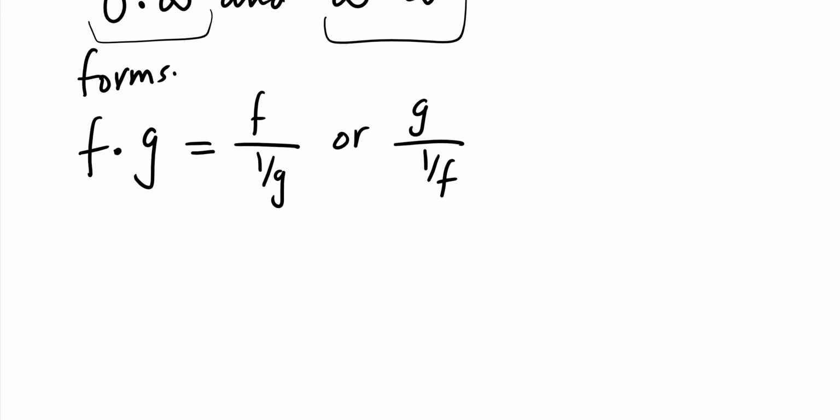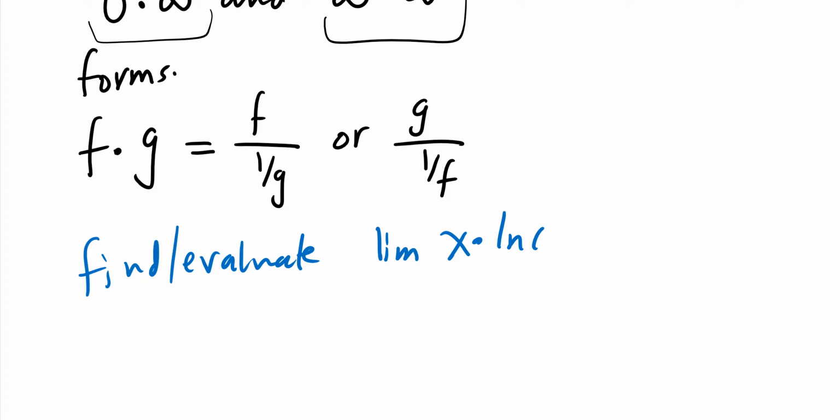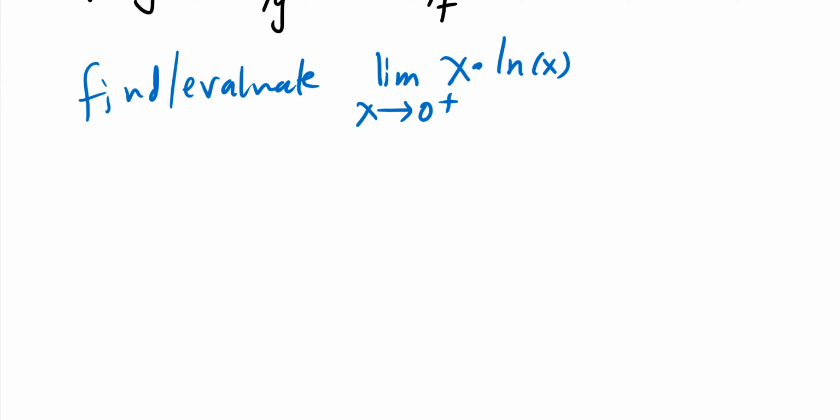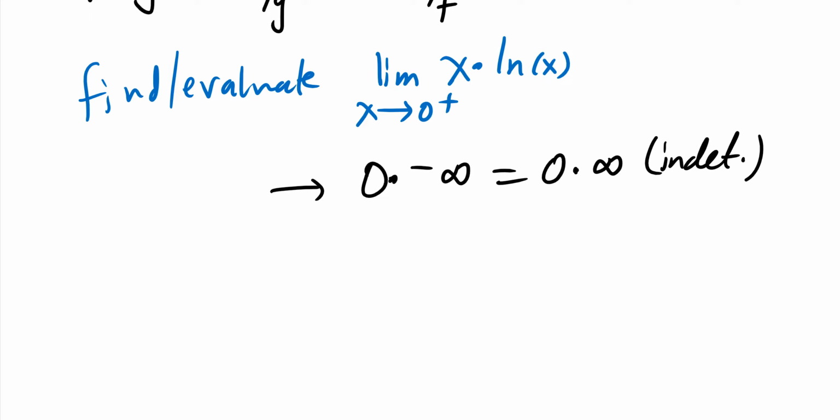And one of the most common examples we use is when we are asked to find or evaluate the limit of x times ln of x, or natural log of x, as x approaches 0 plus. Well, let's see what that gives us. This goes to 0 times negative infinity, or you can say 0 times infinity. That's an indeterminate form. It's not 0. It's classified as indeterminate form.